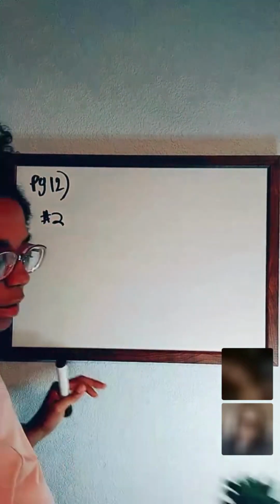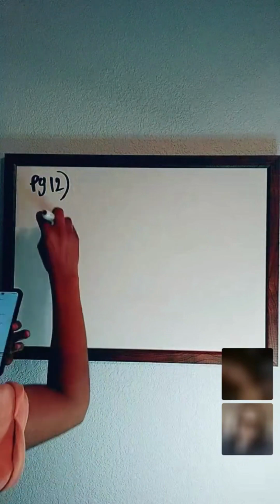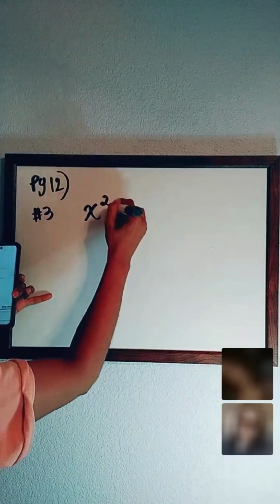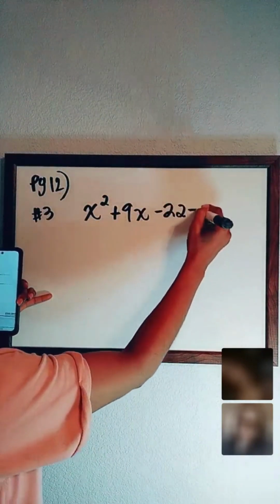Okay, for the next one, I ain't gonna lie, I did it the same way, which is not gonna make sense to you, but I got B. You got B, is it right? I don't know. All right, so let's go through it. I'm going to show y'all now. We're going to do another one. This is number 3: x squared plus 9x minus 22 equals 0.